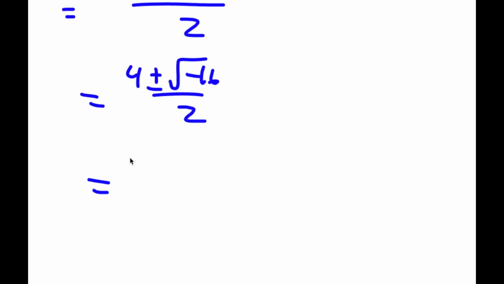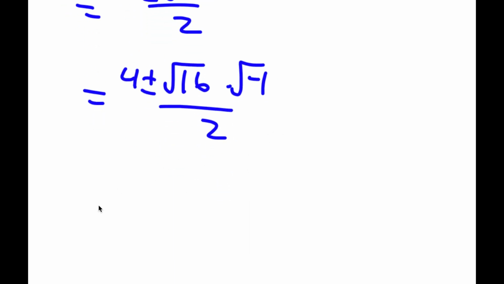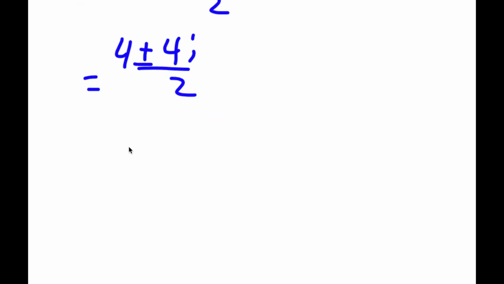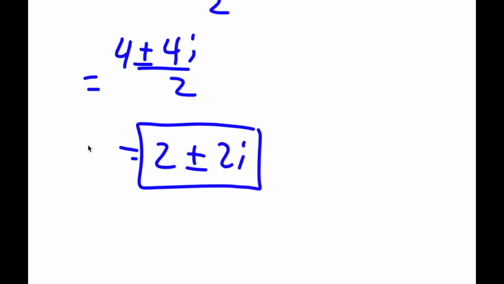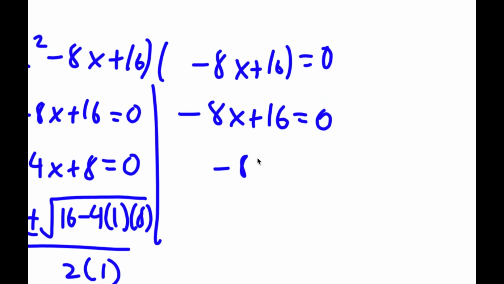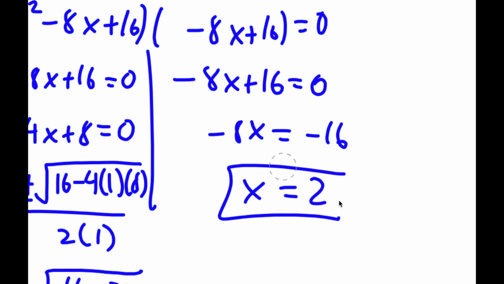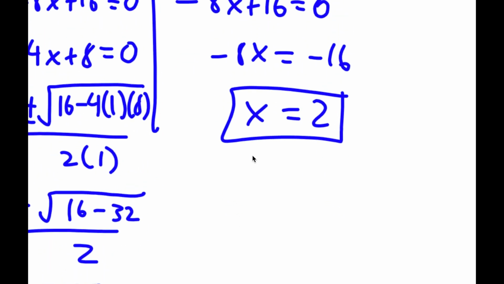And the square root of negative 16, that's the same thing as the square root of 16 times the square root of negative 1. And the square root of negative 1, that's equal to the imaginary number i. So I have 4 plus or minus, the square root of 16 is 4i, over 2, which is equal to 2 plus or minus 2i. And for negative 8x plus 16, I get negative 8x is equal to negative 16, meaning x is equal to 2. So these are my three solutions to this problem.